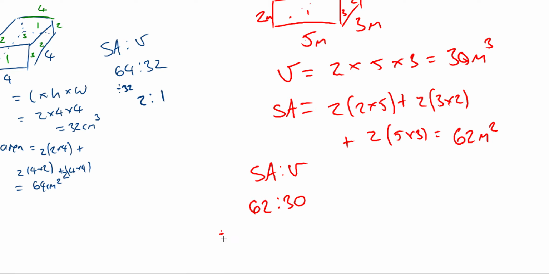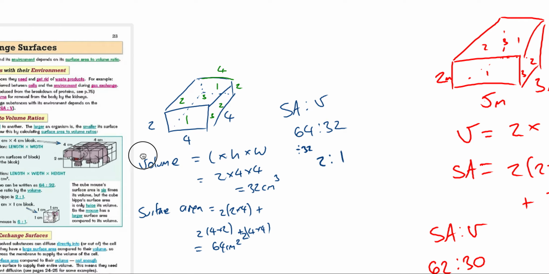And then we can simplify this down. So if we divide this by 2, 62 becomes 31 to 15. And that's the simplest that this can go. You can't simplify that any further. So that's just a basic example of this situation.